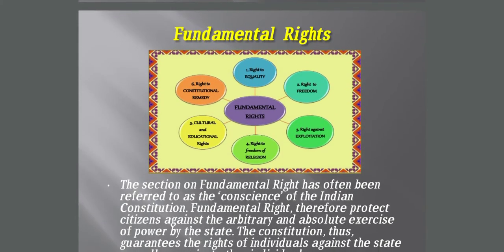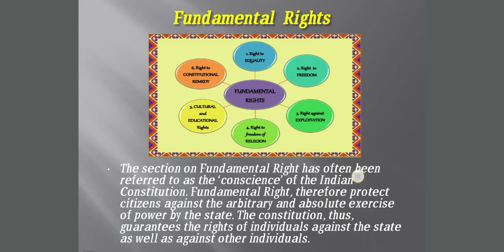Next one is fundamental rights. Yes, being a citizen, it is the foremost important element you should have. And in our constitution, look at the picture, we have all the fundamental rights which have been written here: right to equality, right to freedom, right against exploitation, right to freedom of religion, cultural and educational rights, and constitutional remedy. This particular section of fundamental rights is actually the most important part of the constitution.